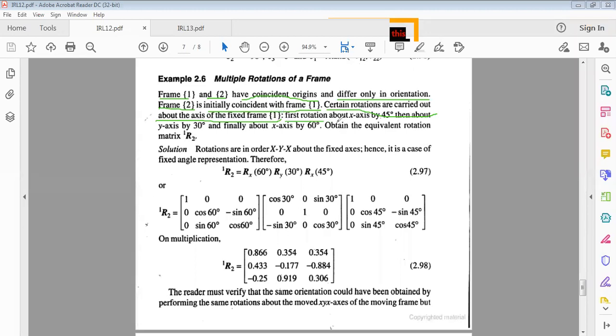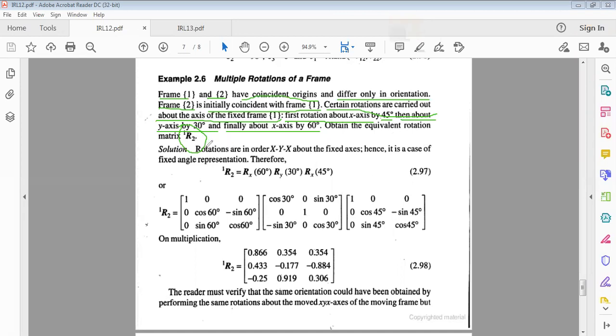The first rotation is about the x-axis by 45 degrees, then about the y-axis by 30 degrees, and finally about the x-axis by 60 degrees. So here are three actions: the first about x by 45 degrees, the second about y by 30 degrees, and the third again about x by 60 degrees. Let us find the equivalent or overall rotation matrix, 1R2.